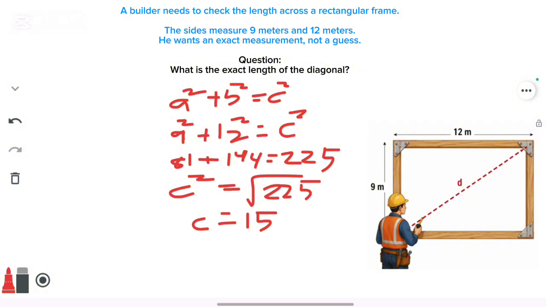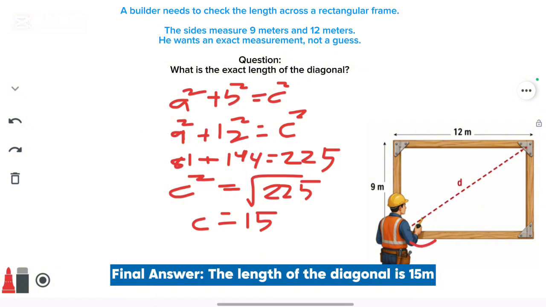Alright, so after using the Pythagorean equation, we came up with 15 as our answer. Therefore, our final answer, the length of the diagonal is 15 meters. There we go.